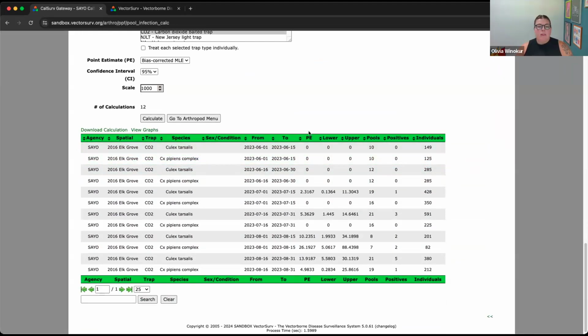So it's telling me the point estimate. So how many mosquitoes were infected per 1,000 for each of these species. So in this half month, the first half month of July of last year, the maximum likelihood estimate was 2.3 infected females per 1,000 tested. And here are our confidence intervals on that. It could have been as low as 0.1 mosquito infected or as high as 11.3 mosquitoes infected.